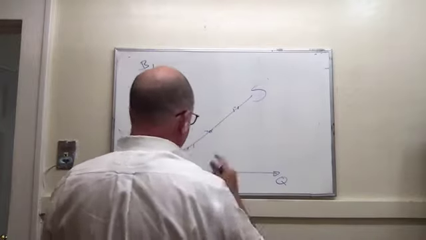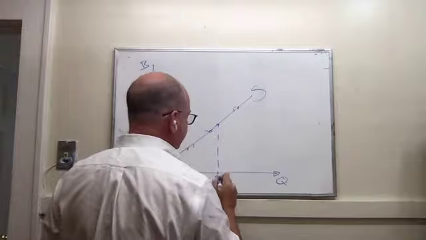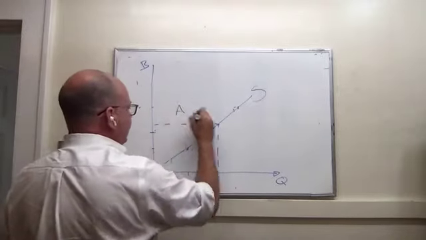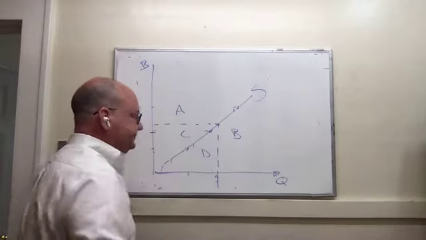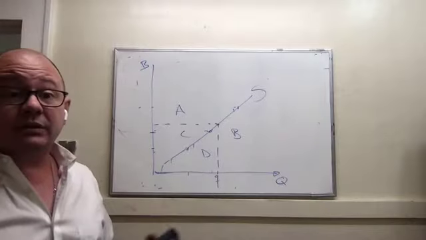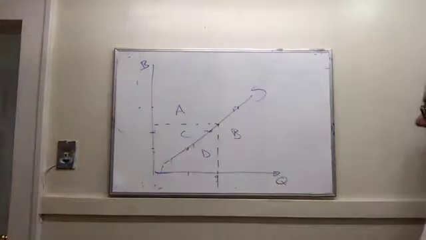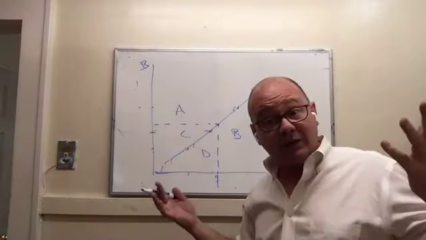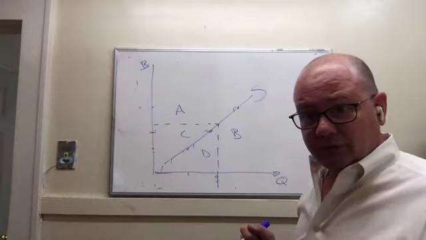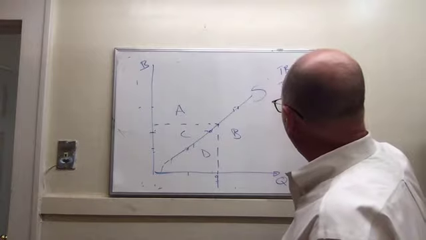Now, let's just see if we understand this. When suppliers supplied this quantity right here, I'm going to put some letters in here: A, B, C, and D. What's their total benefit? What's their total cost? I'll give you a moment. You can pause this, but hopefully you come up with an answer here, because again, we want to know total benefit and total cost.